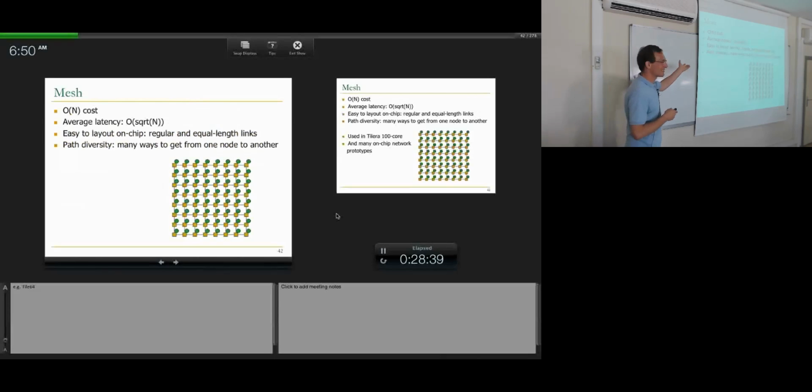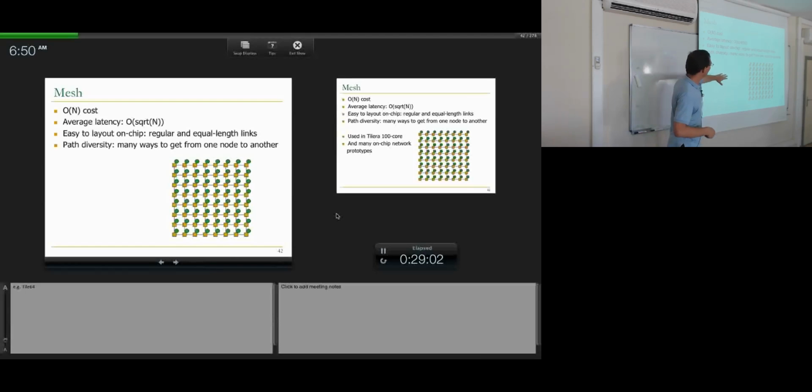Okay, so mesh, I just discussed. Mesh basically looks like this. It's a two-dimensional network that looks like this, and each node is connected to its immediate 4 neighbors: north, south, east, west. And average latency is, in terms of the links, again on the order of square root of n.